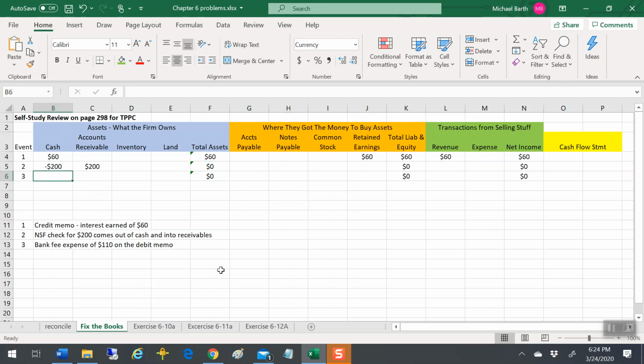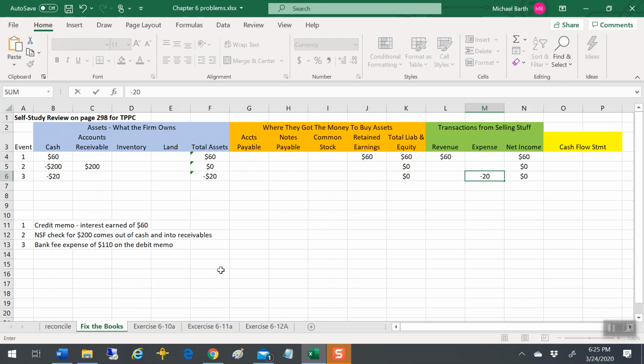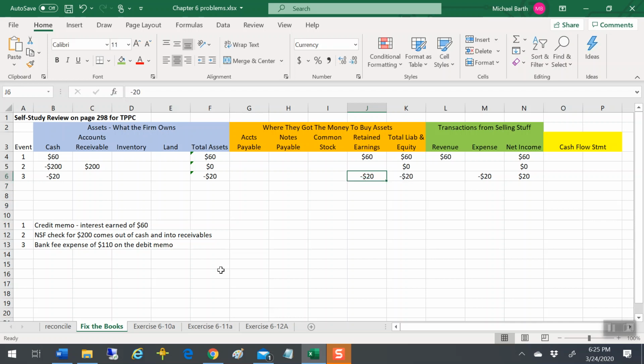And then the third item, there was a bank fee, which means that take $20 out of the checking account, and that'll be a $20 expense, which is going to lower my... $200 there. That's why we reconcile things, because people type in the wrong numbers. All right, so the retained earnings goes down by 20 bucks.